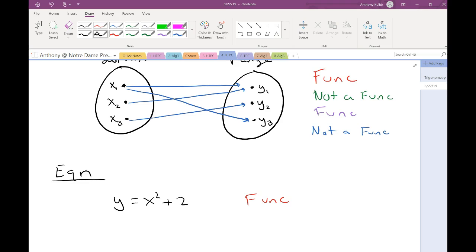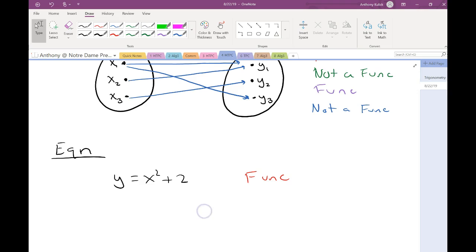In general, if you have something where you just have a y to the first, and there's nothing else operation-wise going on with your y, it's probably going to be a function. Another example might be something like this: x squared plus y squared equals 4. Is this a function?